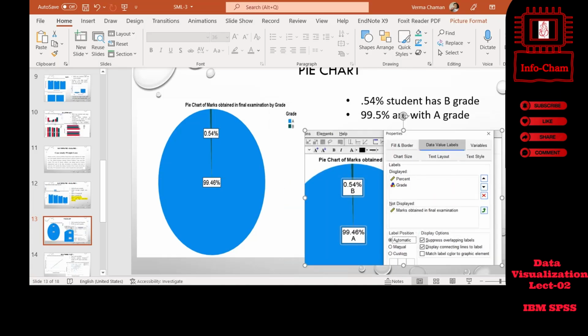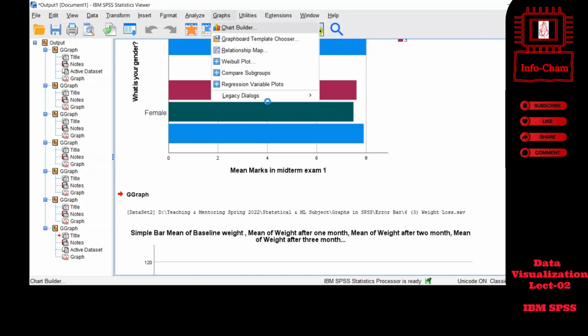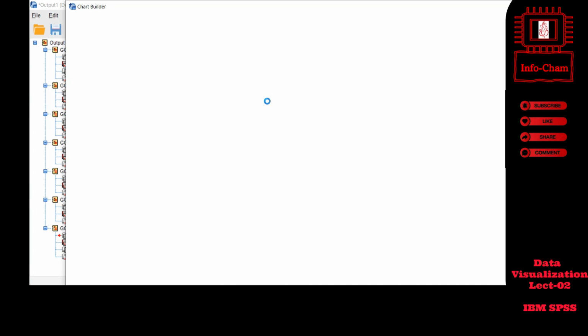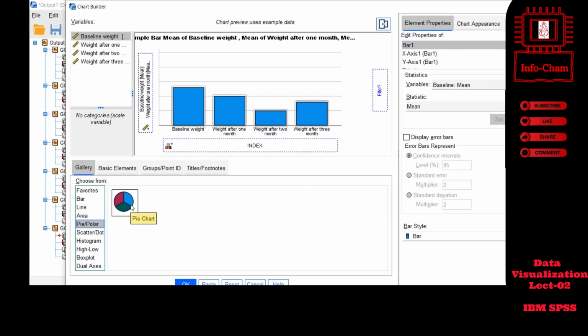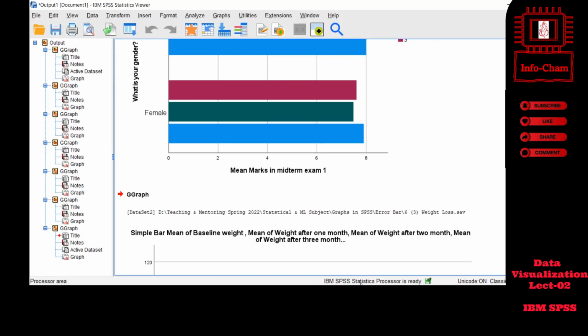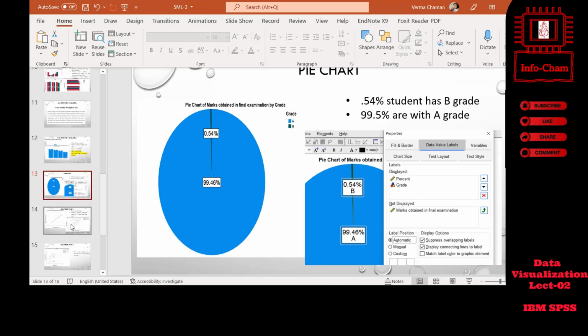You can use it easily from the graph chart builder, and you can select pie. I think pie should be here, right? Can you see this is pie? You can also use it. Okay, so it is your task. You can do it. I think the pie chart is very simple and easy for you.